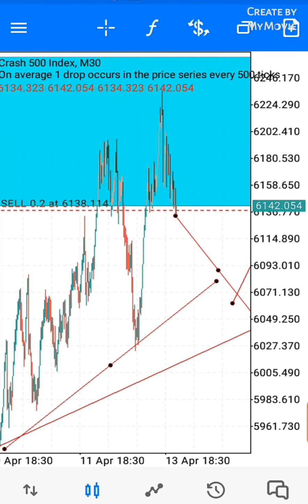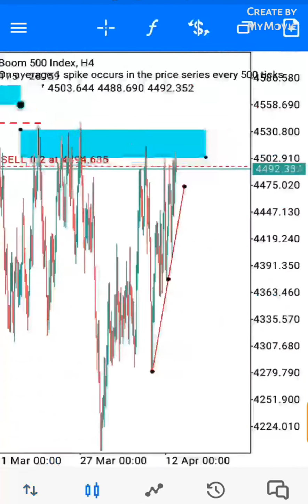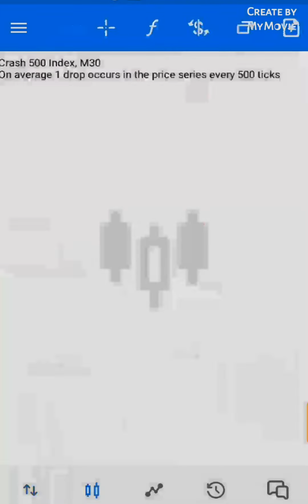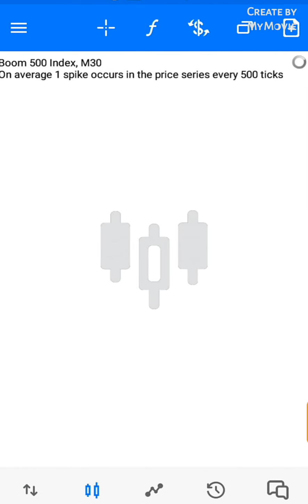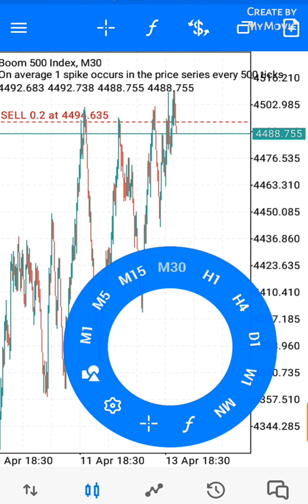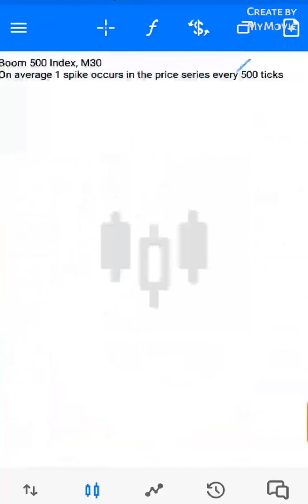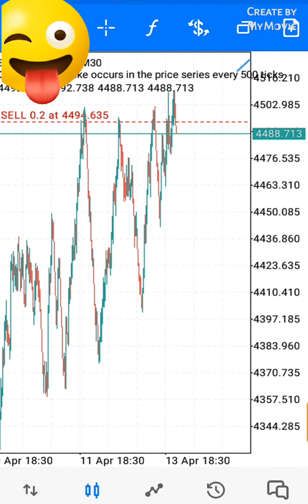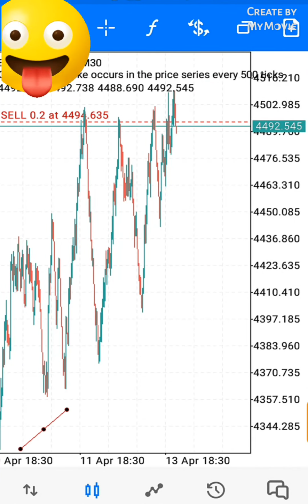So let's go to Boom 500. The reason why I entered a sell in Boom 500 is there was this trend line being observed, and there are a number of wicks around that region. On the trend line, you can see it's making a series of higher highs and lower lows. Also, this is a second, third touch. So we expect price to move down there before it continues to move up.